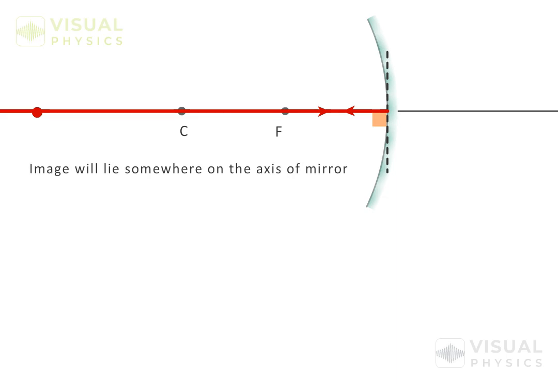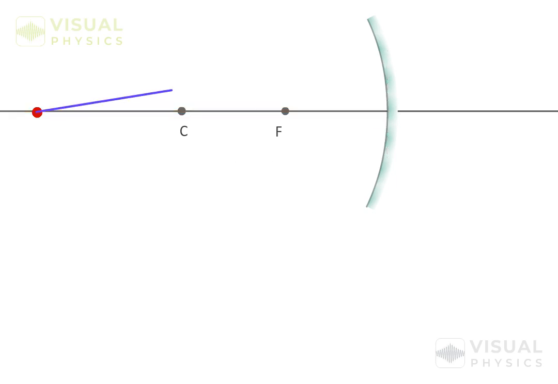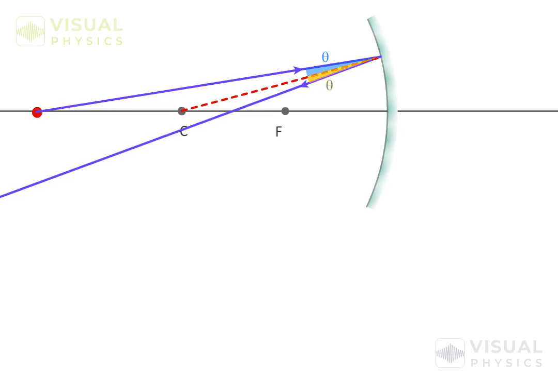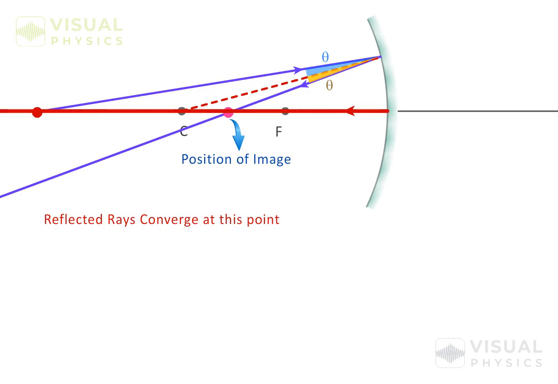To find the exact location of image, we will need to consider at least one more ray from the object falling on the mirror. However, for the sake of clarity, we may consider more than one ray. Let us consider such a ray. Here the line joining the center of curvature and the point of incidence will be normal to the mirror at this point, as angle of reflection is equal to the angle of incidence. So the reflected ray will be as shown. The point where this reflected ray meets the axis of mirror will be the position where the image will be formed. And as the rays actually meet at this point, so this is a real image.